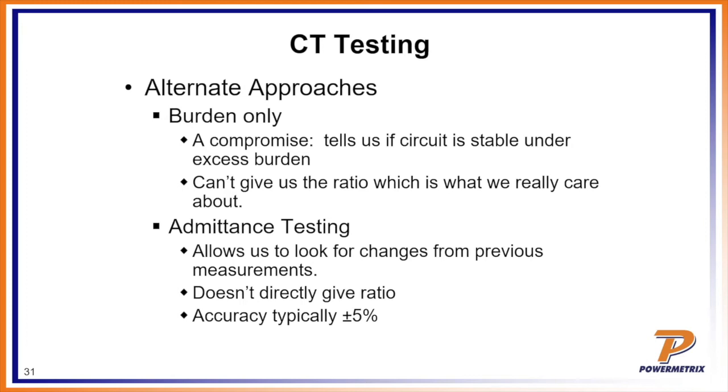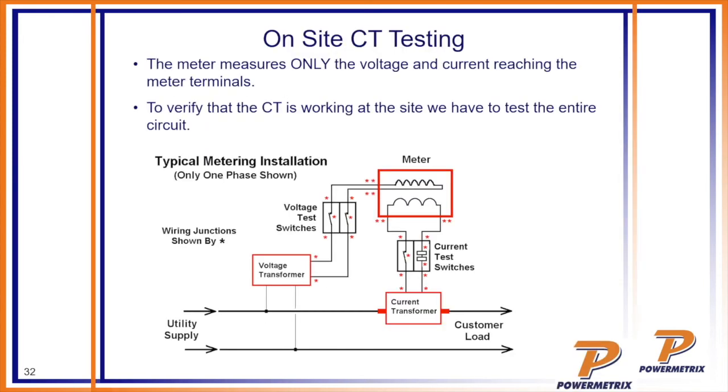So how do you have a baseline if you have a new installation? If I got a brand new installation, I've never tested the CTs before, I go out there, I do an admittance test, and it gives me a value. Is that good or bad? I don't know. I'll go back out a year later, it gives me the same value, and so forth. But it never really told me, was it good to begin with? That's my problem with admittance testing. Otherwise, it's still not going to compare to actually doing a ratio test.